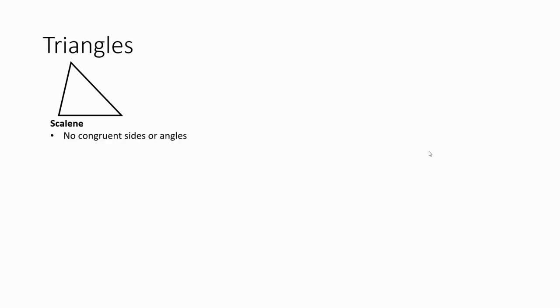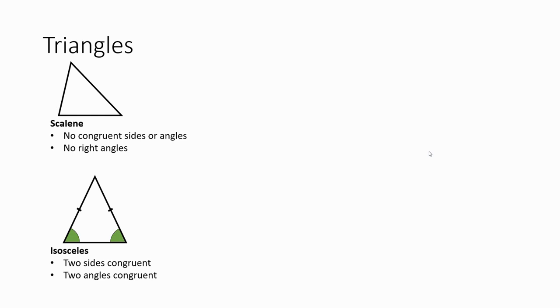If the triangle has no congruent sides and no congruent angles, no right angles, so in other words, nothing of any particular interest at all, we call it a scalene triangle. It simply means it's an irregular one and has no features that we're going to use immediately. If, in fact, we've got two congruent sides, we call it an isosceles triangle. You'd also note that it has two congruent angles.